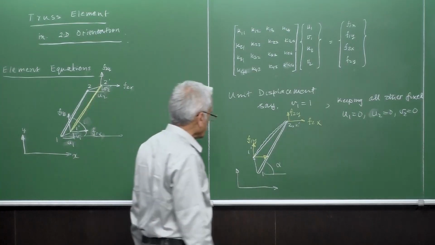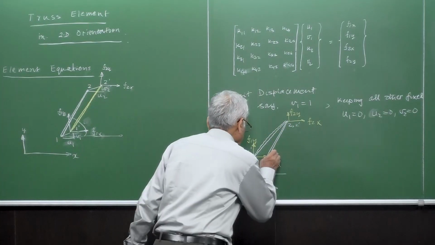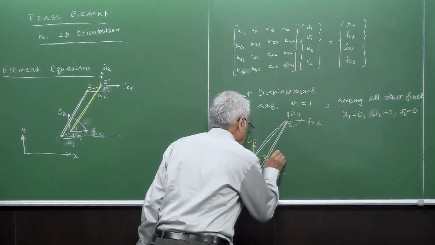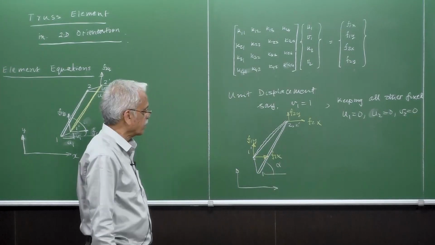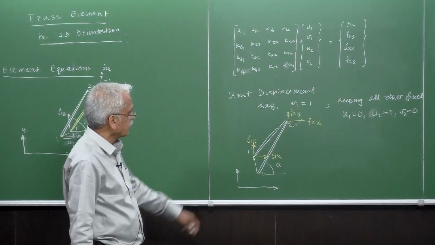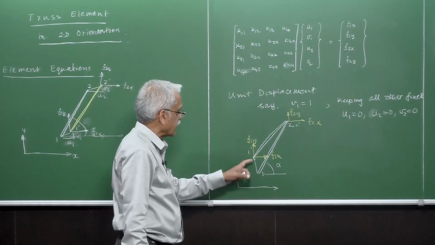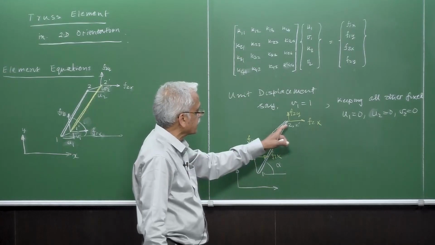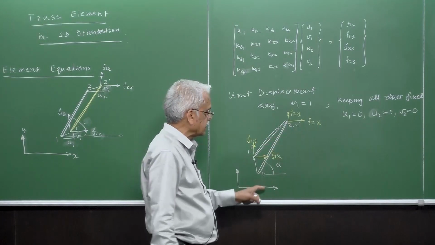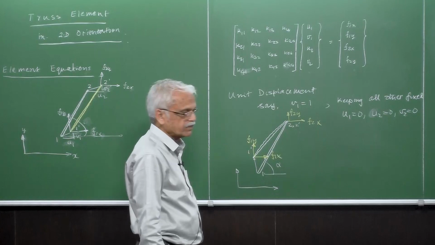Okay. So what we have are F1x, F1y, and F2x, F2y. These are the forces. Under the action of these forces, node 1 has moved through 1 prime by a unit distance, and node 2 remains as it is. So what is the significance of these things?